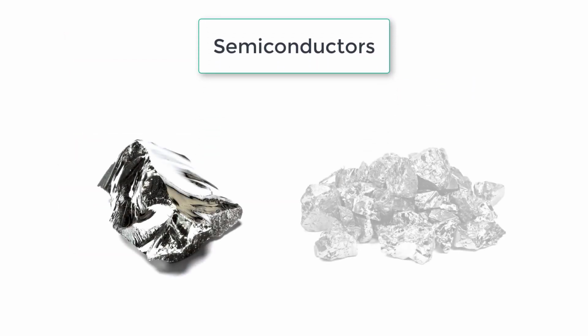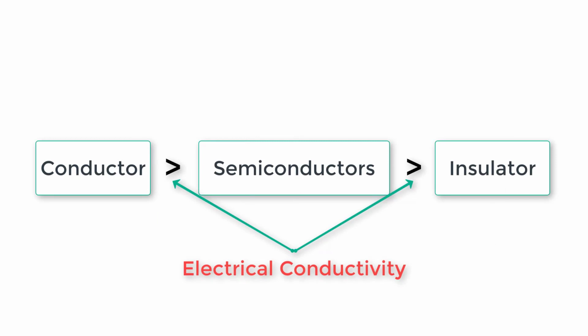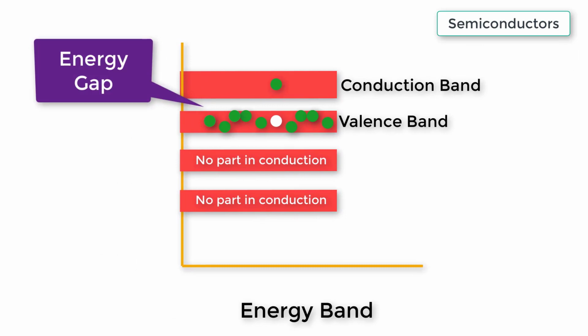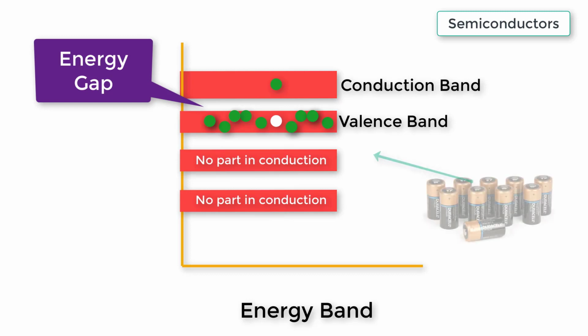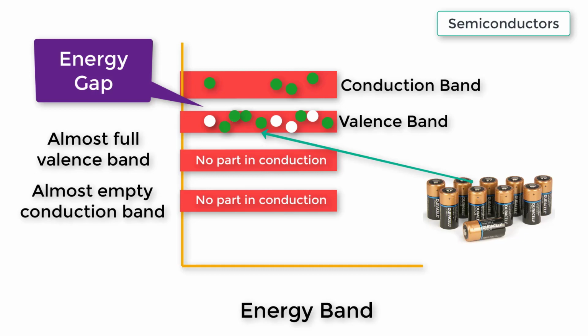Semiconductors such as germanium, silicon, etc. are those substances whose electrical conductivity lies in between conductors and insulators. In terms of energy band, the valence band is almost filled and the conduction band is almost empty. The energy gap between the valence band and the conduction band is very small. Therefore, a smaller electric field is required to push the electrons from the valence band to the conduction band. In short, a semiconductor has an almost full valence band, an almost empty conduction band, and a small energy gap almost equal to 1 electron volt between the valence and conduction band.